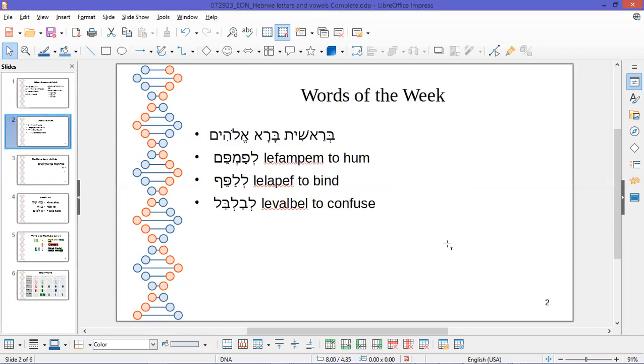Next slide. These are going to be the words of the week. We're going to get back to that though. This first verse up here, does anybody know how to say the first verse of the Bible in Hebrew? No, I do not. You mean in the beginning? Yes.